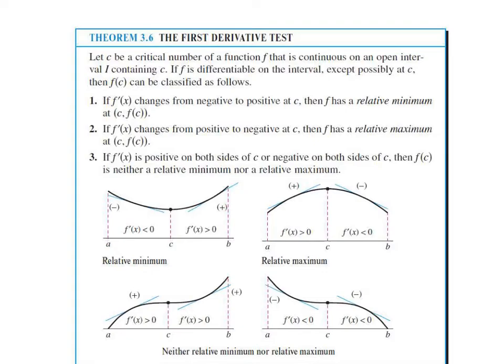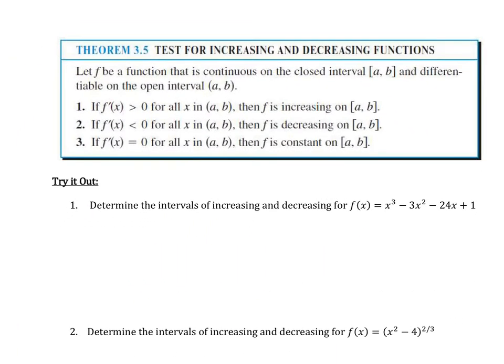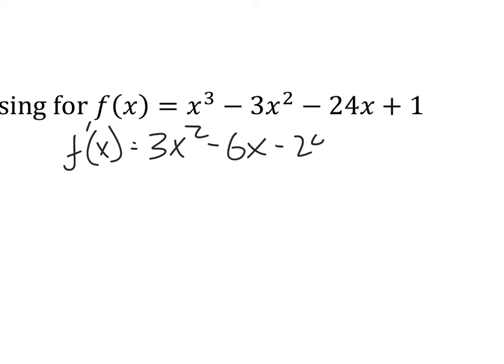So let's try this out in a couple functions to find out if they're increasing and decreasing, and we'll use that to help us figure out if we have minimums or maximums. All right, so here we have a cubic function. We want to find the first derivative, so f prime of x is 3x squared minus 6x, and this should be getting pretty quick.